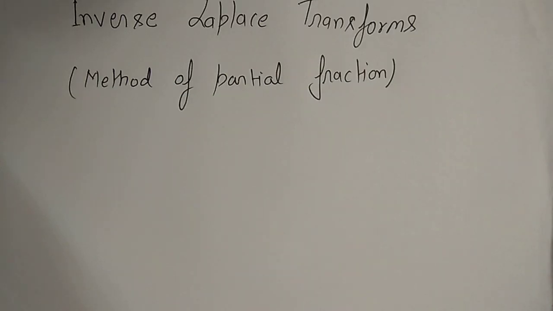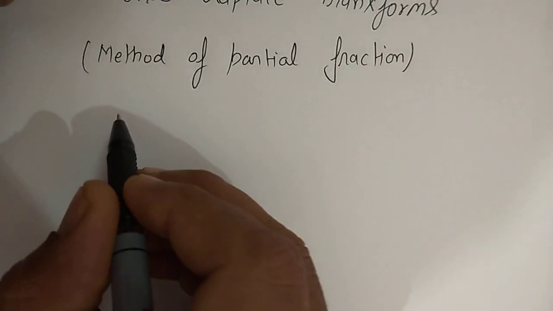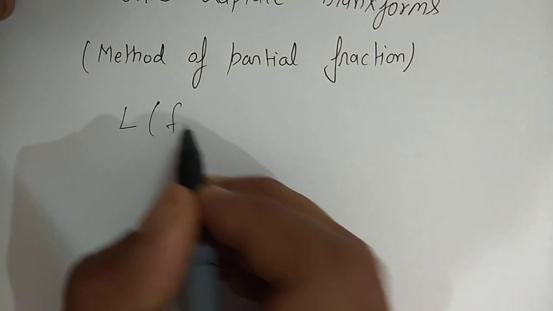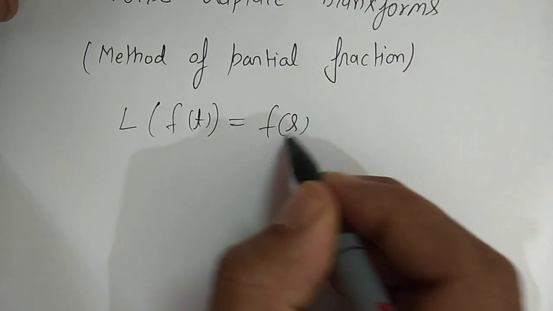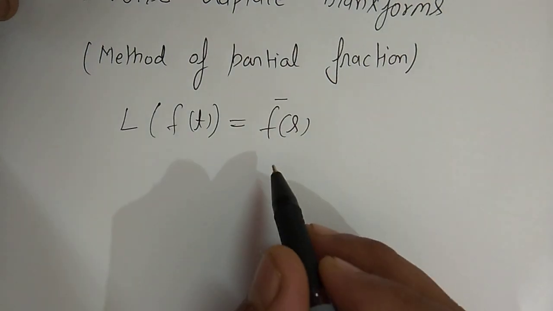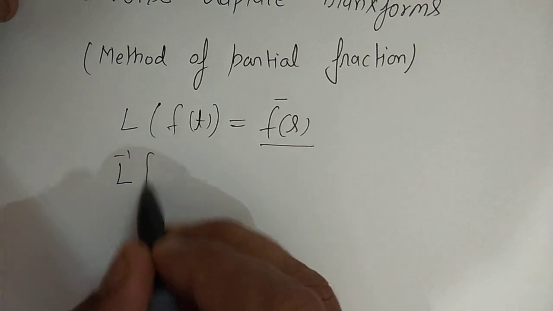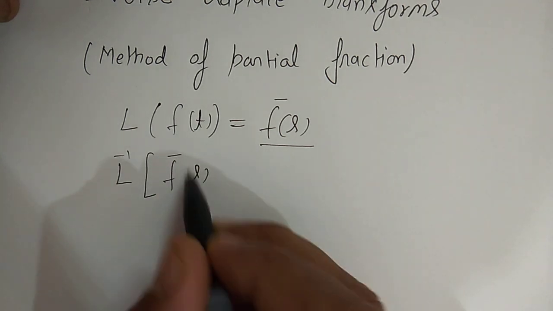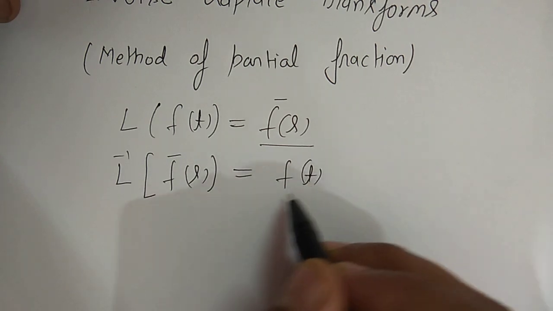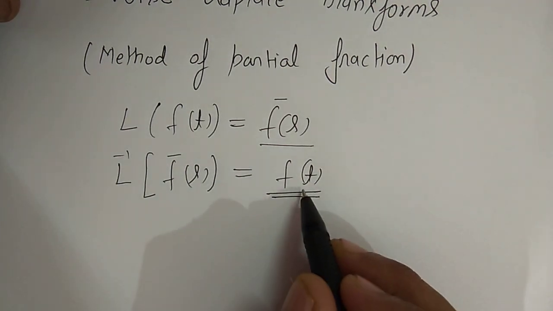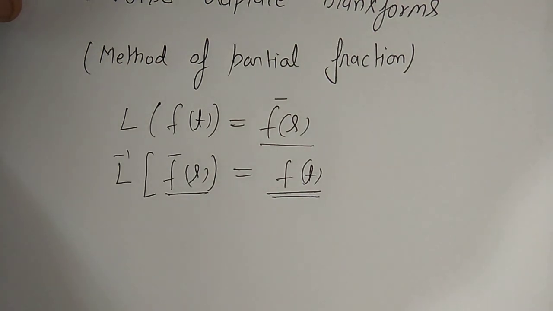So first let me define what is the inverse Laplace transform. So we know Laplace of given function f of t equal to F of s. Laplace transform is the function of s. So we can write inverse Laplace of F of s equal to f of t. So f of t is called inverse Laplace transform of F of s.